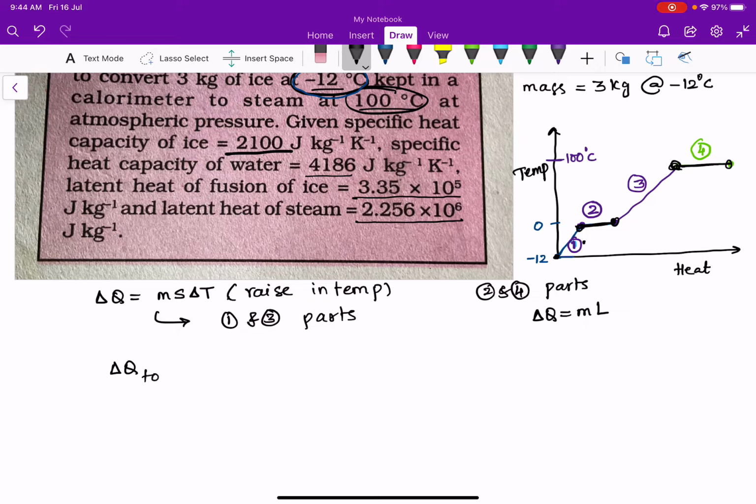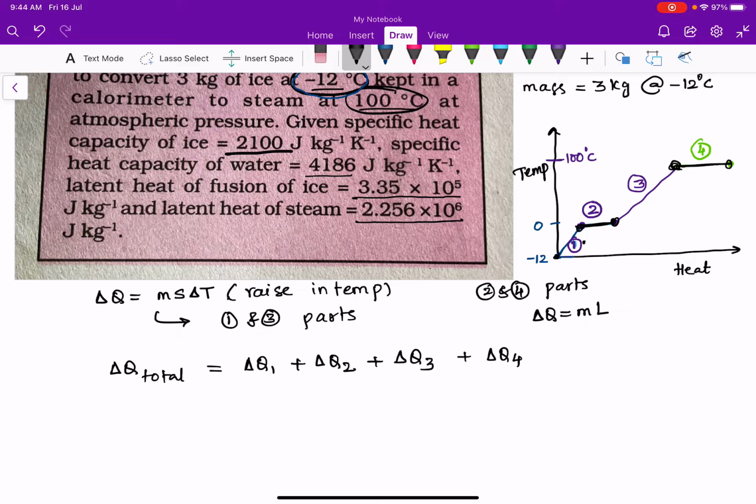Okay, so now I am applying for the first part. The total amount of heat energy required is equal to the amount of heat energy required in the first part plus the amount of heat energy required in the second part plus the amount of heat energy required in the third part plus the amount of heat energy required in the fourth part.